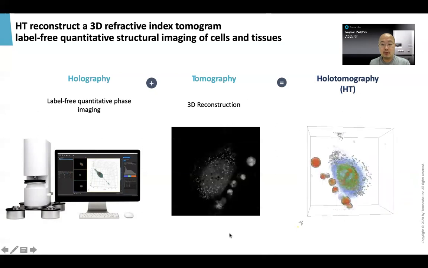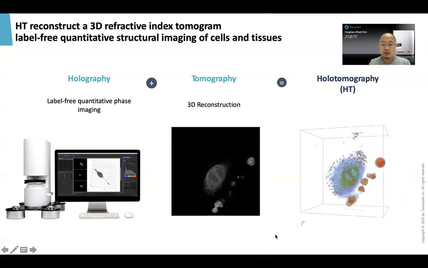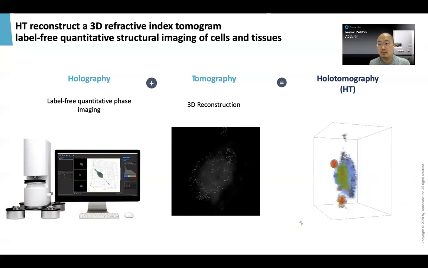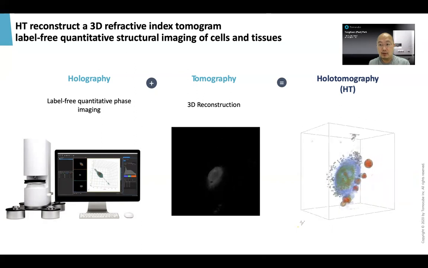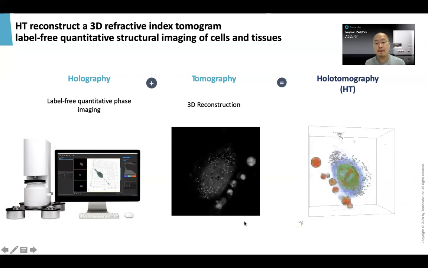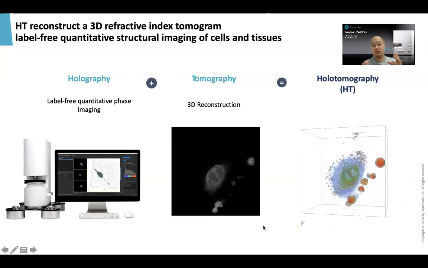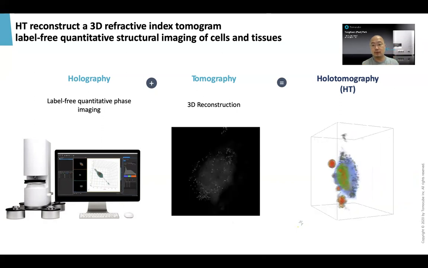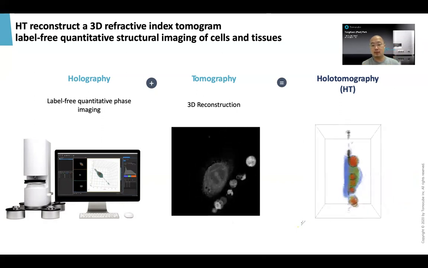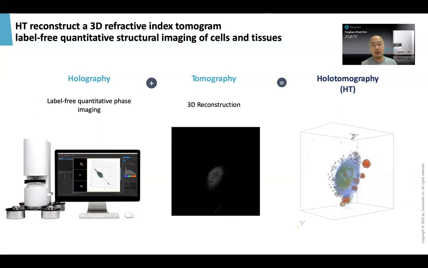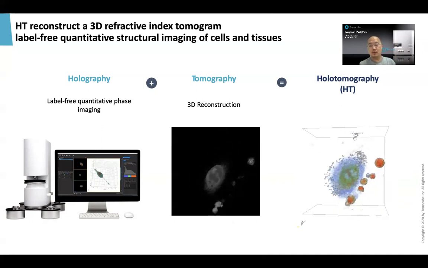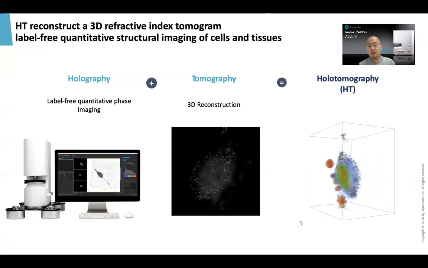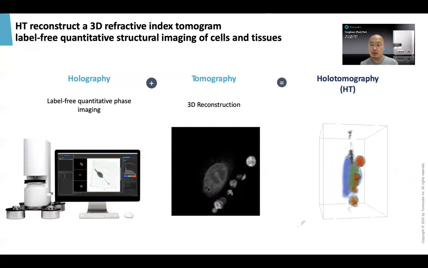As you can see here, it's a single cell surrounded by some high refractive index, the basket, which is like the lipid component. And then you can reconstruct three-dimensional structural information in terms of refractive index. The biological meaning of refractive index is protein concentration, because there is a linear relationship between refractive index values and protein concentration.